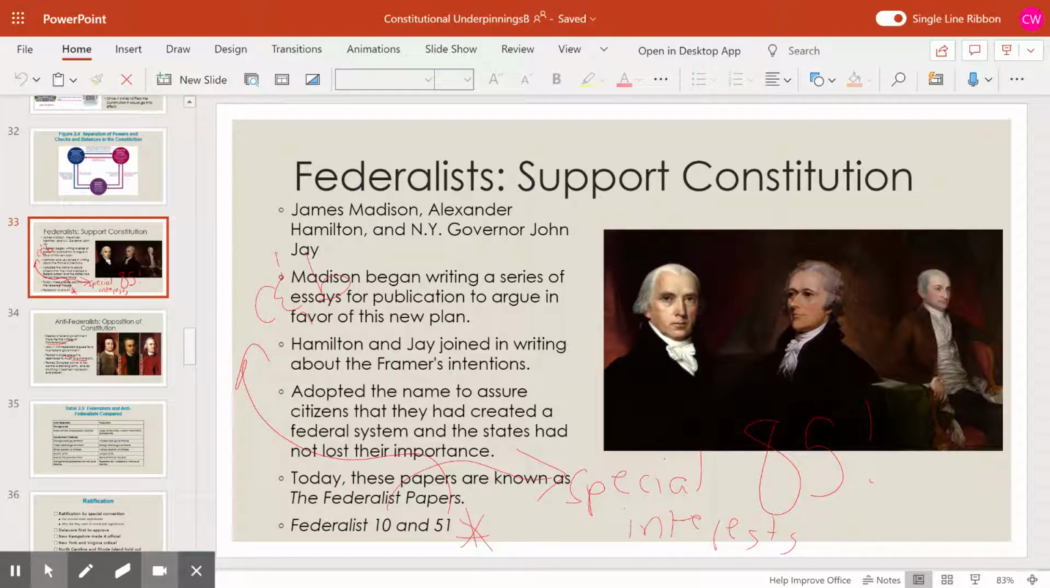Let's see, name 2 challenges of the articles. And I am posting these questions in your Teams just so that you have them. Okay. Social contract. And then democracy. Okay, so that's in there.